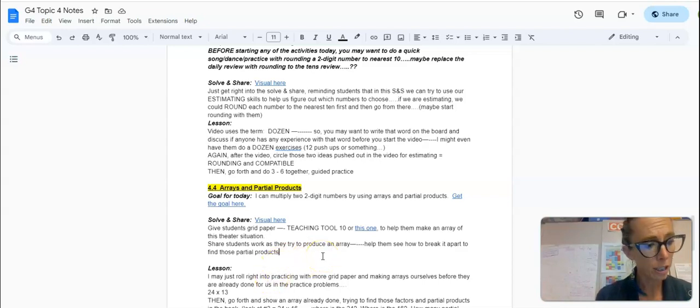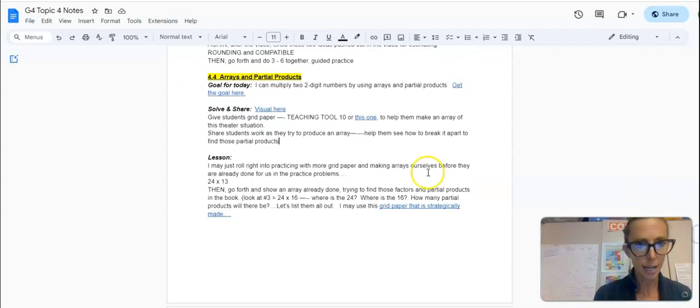Or someone might actually just split up one of the factors. Like 14, they might just choose to split that one up and not the 23. So they'll probably come up with some very interesting ways of splitting it up. So then in the lesson, I said just roll right into practicing with more grid paper.